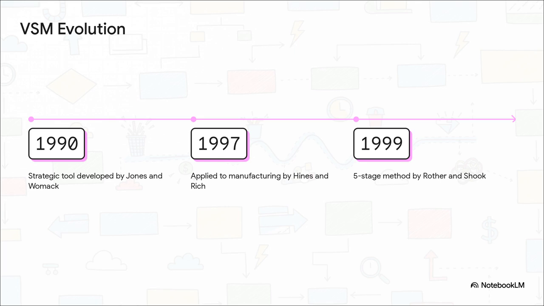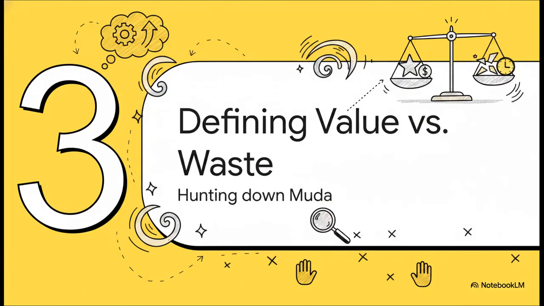But the real game changer, the framework most of us use today, was formalized in 1999 when Rother and Shook popularized their famous five-stage method. What started off as a way to track the door-to-door flow of products has basically evolved into the gold standard for enterprise improvement. This brings us to Section 3, defining value versus waste.